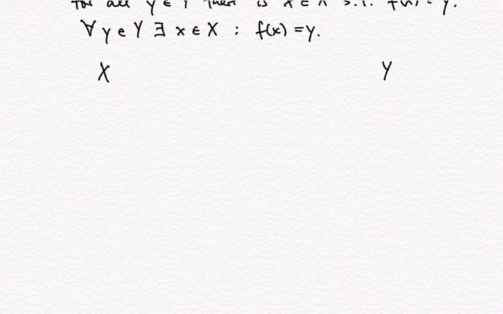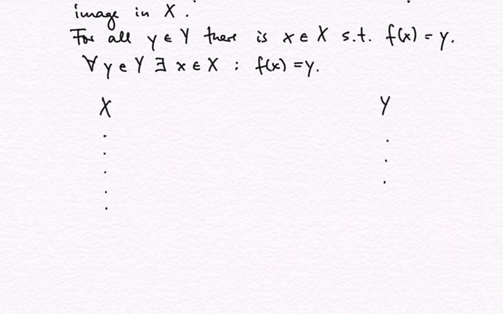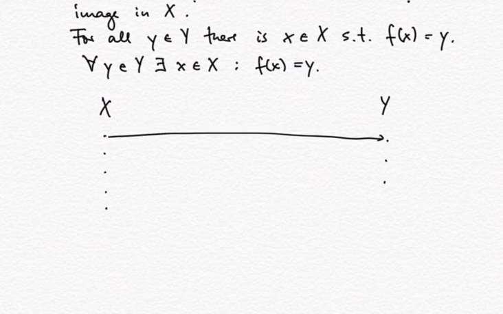Visualized, let's say we have five elements in X and three elements in Y this time. The point is, all elements in Y have at least one pre-image. That is, I must have arrows going to all elements in Y. But it is very well possible that two different elements in X are mapped to the same element in Y.